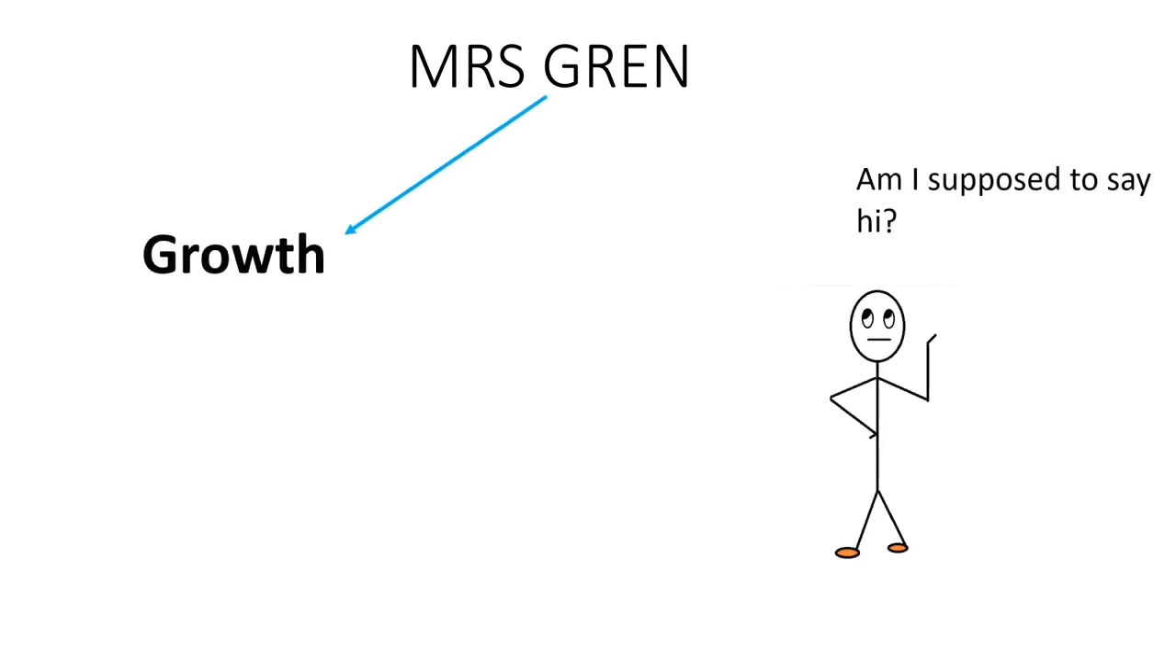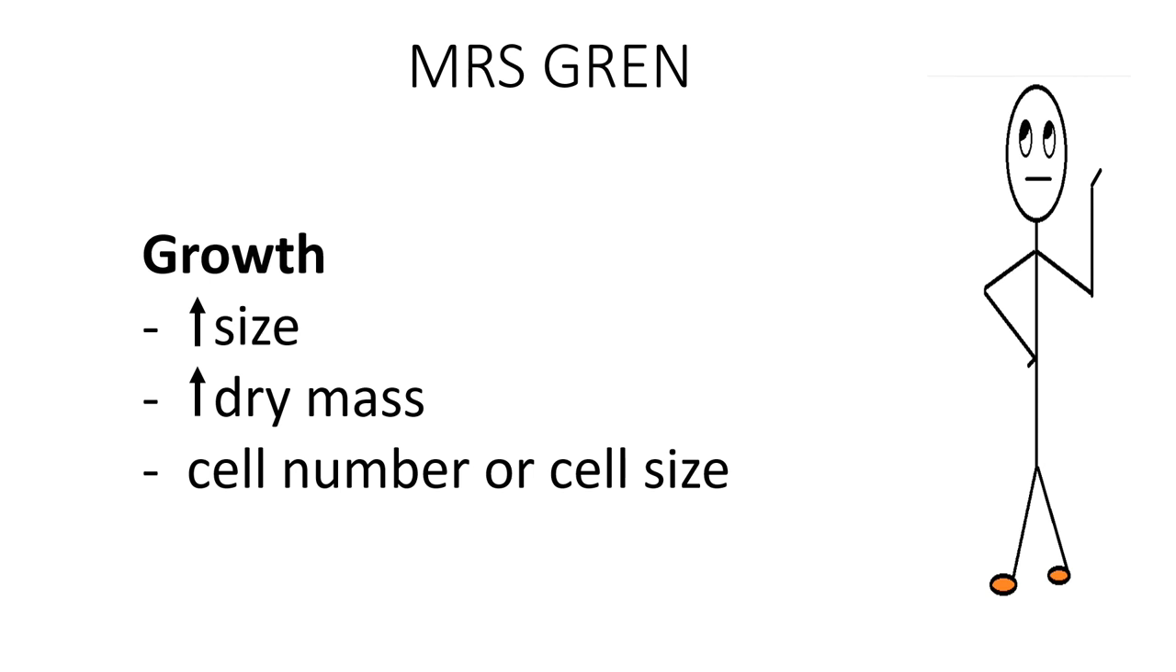Next, growth. Growth is a permanent increase in size and dry mass. This could be due to increase in cell number or cell size or both. Dry mass is the mass without the water content in it.